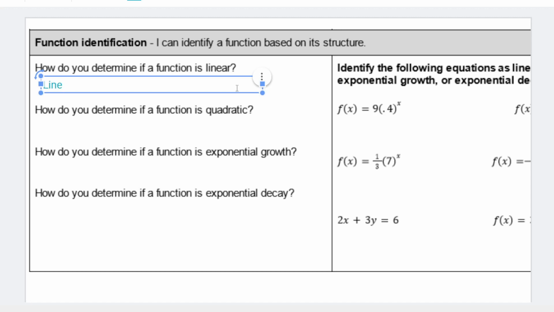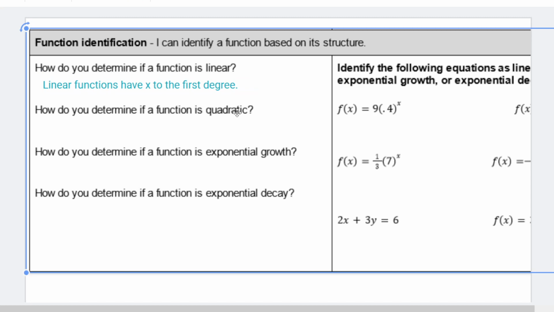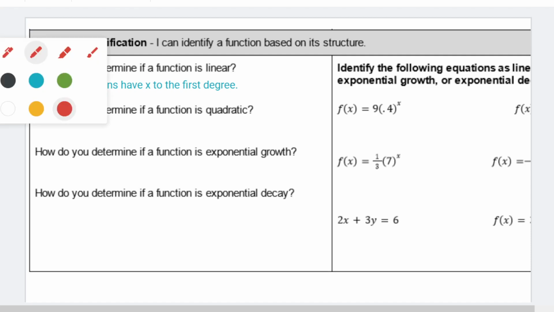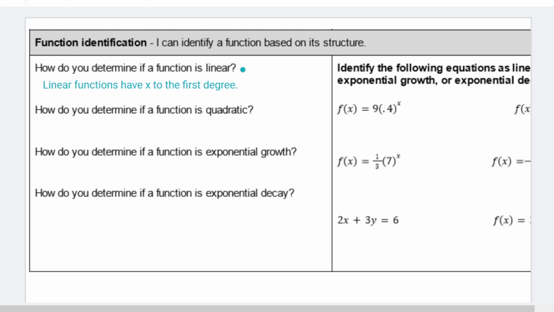So linear functions have x to the first degree. That means that it's just an x with no variable. Some examples might be y equals x plus 2. Notice that the highest exponent in here is 1, and the variable itself is not part of the exponent, and it's not the bottom of a fraction. 1 over x, for example, is not linear.